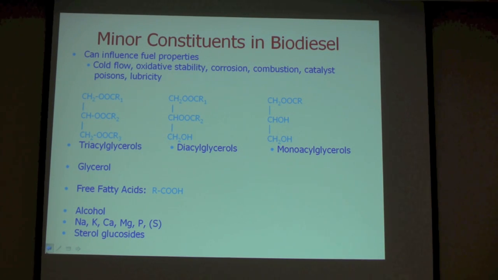And then there are the infamous steryl glucosides, which essentially are present in the feedstock but are transformed during the transesterification reaction. Their problem is that they also have high melting points. Next slide, please.